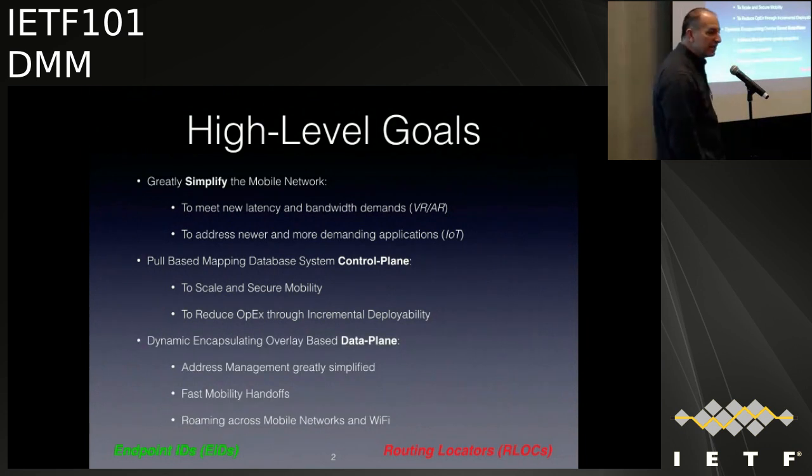Using a dynamic encapsulating overlay, there's a lot of judgment about whether GTP is static or dynamic or provisioned dynamically or whatever. It really doesn't matter, but it's a way of putting headers on packets dynamically when they come in and not having to set up tunnels that may or may not look like virtual point-to-point links. So we think we can do address management much simpler by having the devices that are originating and consuming packets in a mapping system and not the routing system. And we believe we can do fast mobility handoffs.